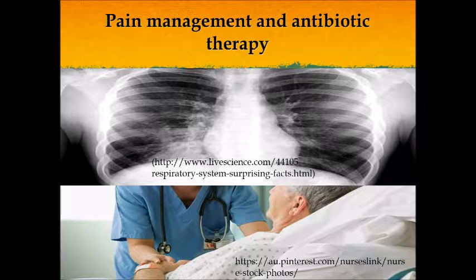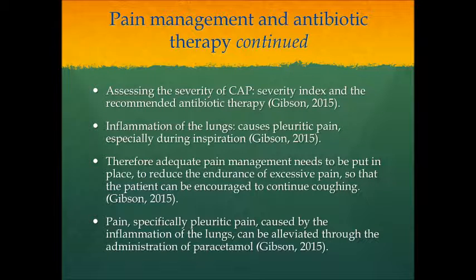If the patient is to be treated at home, they should be given advice about supportive measures such as simple analgesia, rest, and fluids. Pneumonia is a painful condition. The inflammatory response extends to the pleurae, which cover the surface of the lung and line the inside of the thoracic cavity. Inflammation of the lungs causes pleuritic pain, especially during inspiration. Therefore, adequate pain management needs to be put in place to reduce the endurance of excessive pain so that the patient can be encouraged to continue coughing. Pain, specifically pleuritic pain caused by the inflammation of the lungs, can be alleviated through administration of paracetamol.